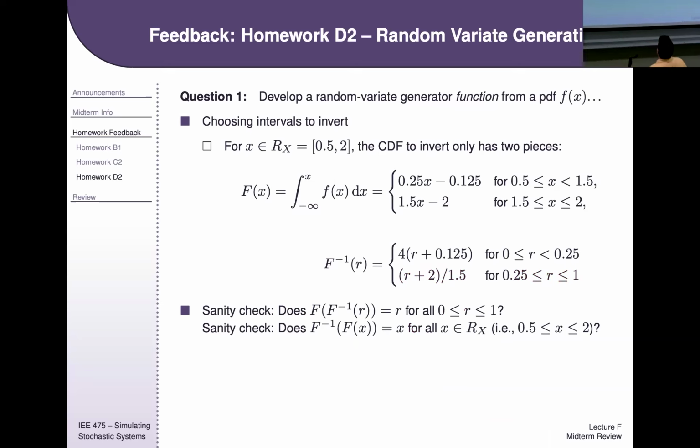What I mean by that is if I take a value in between 0 and 1 and plug it into the inverse CDF, it's going to give me a value in my X range. If I then plug that value back into the CDF, it should give me the value of R that I started with. Likewise, if I start with a value in my X range and plug it into my CDF, that will give me a value between 0 and 1. If I plug that into my inverse CDF, that should give me my X value back.